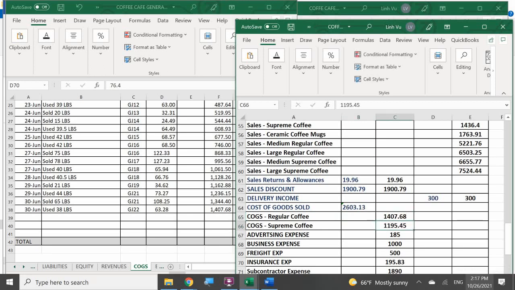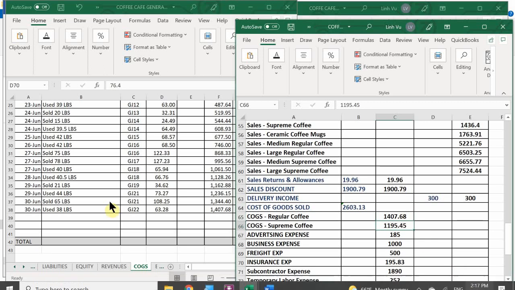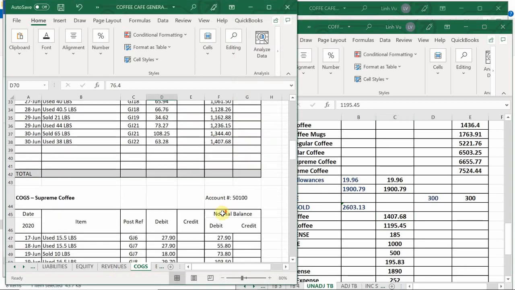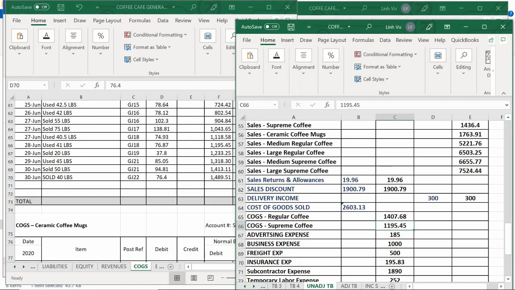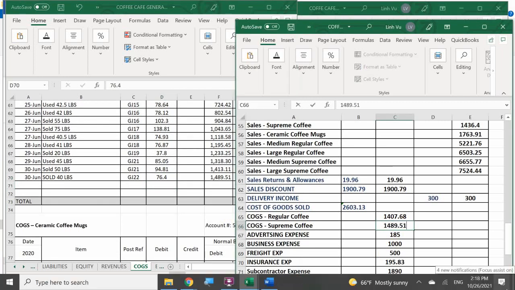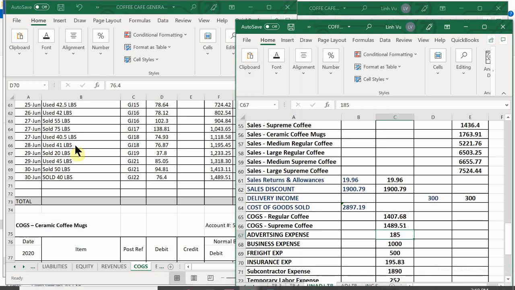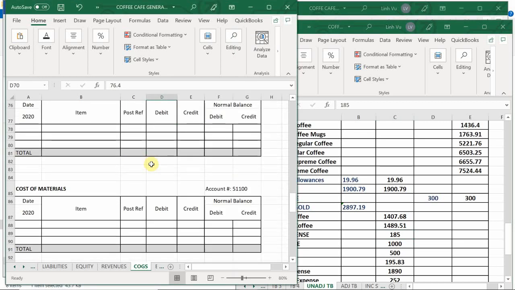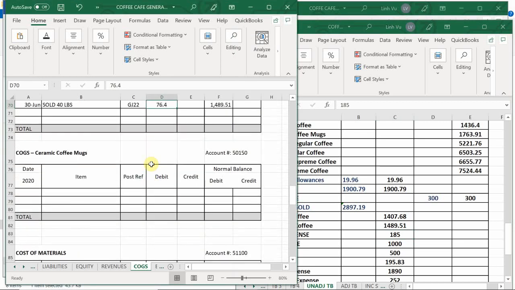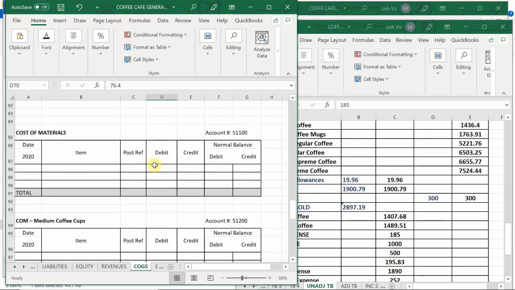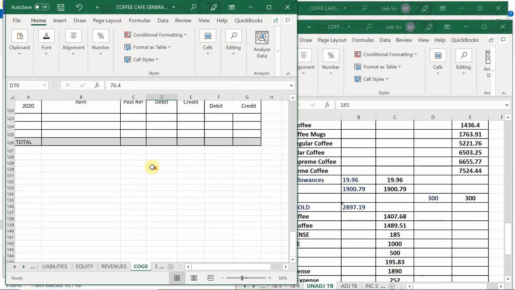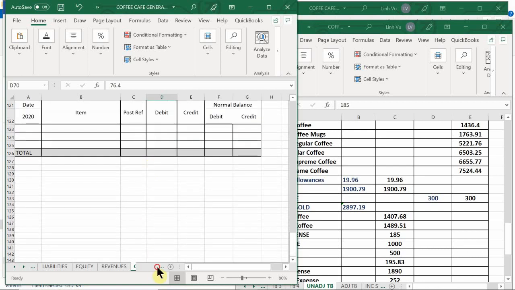$1,407.68. And then my cost of goods sold for Supreme Coffee is 1,489.51. Okay, so that means I have a total cost of goods sold of $2,897.19, right? Because we haven't done periodic inventory yet. We haven't done our conversion entry yet, so we don't have ceramic coffee mugs. And we'll talk about the cost of material when we dive into the adjustments.